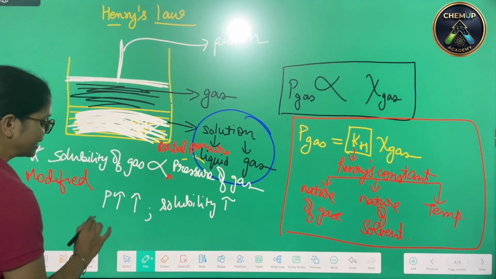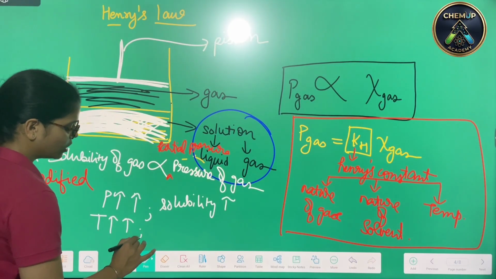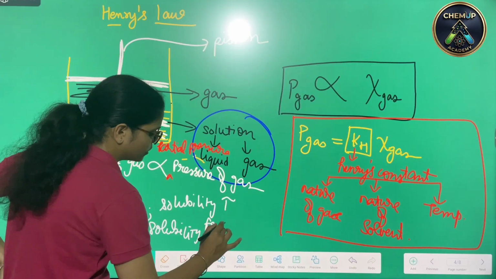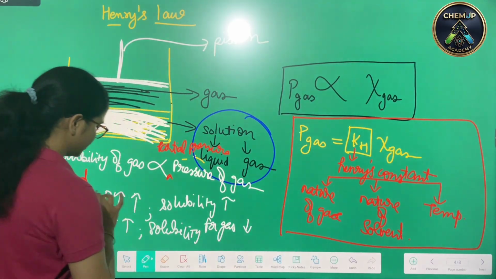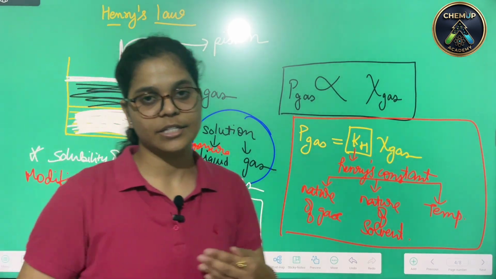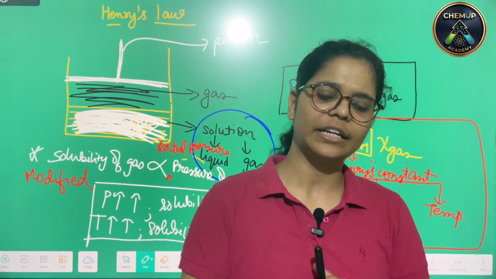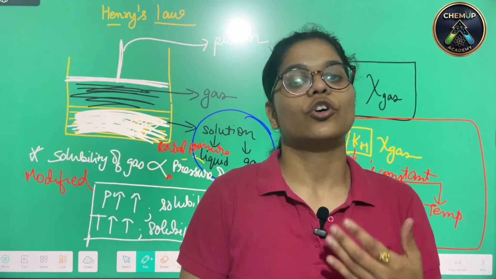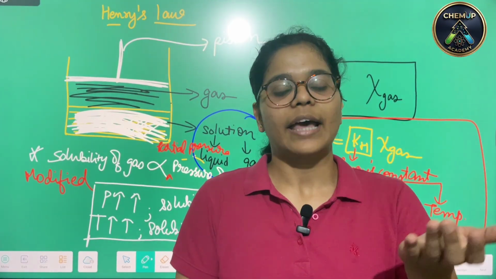If I increase my pressure, the solubility increases. But if I increase the temperature, the solubility of gas decreases. You should keep in mind that whenever I increase my pressure, the solubility of gas will increase. But what if I increase my temperature? Then the solubility of my gas will decrease.